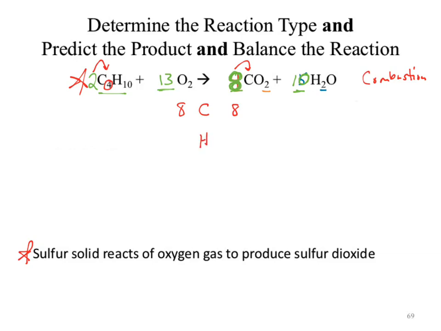Hydrogens on the right. You're like, I was looking at the left. I know. There's 2 and the 10. I got 20 hydrogens on the right. Hydrogens on the left. 10 and the 2. I've got 20.